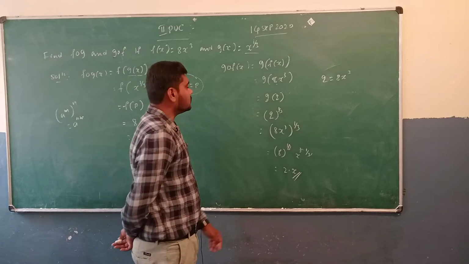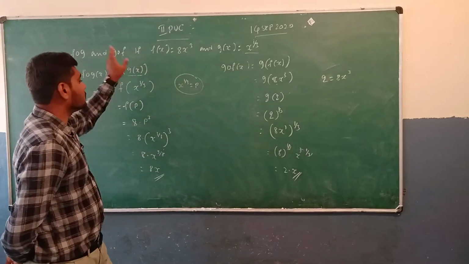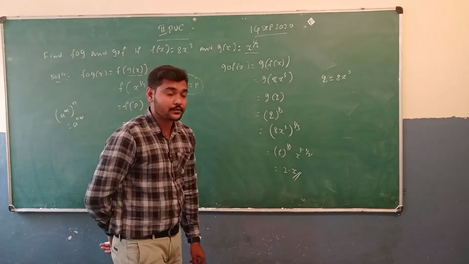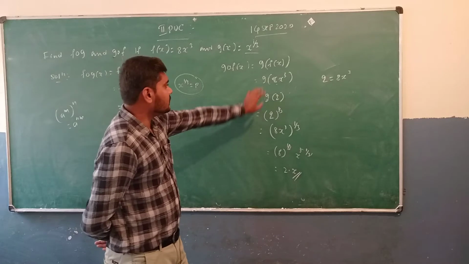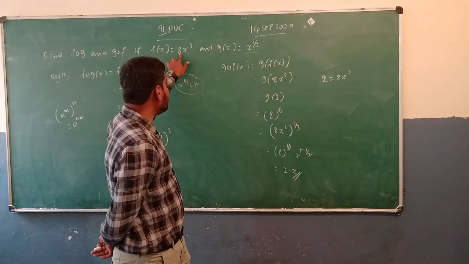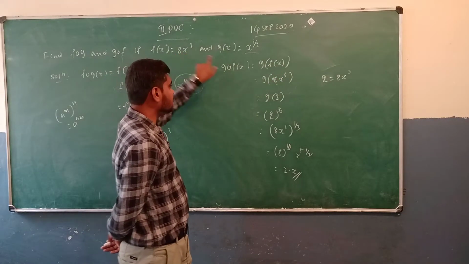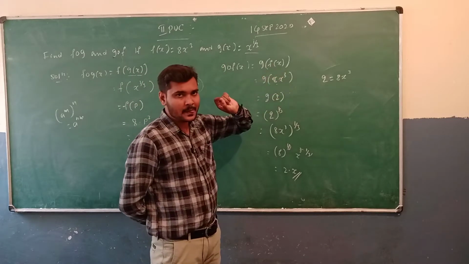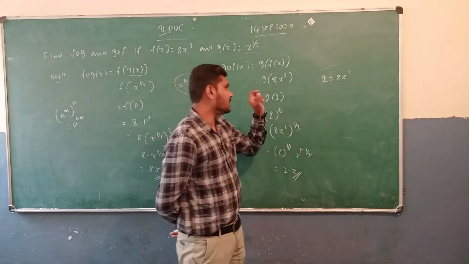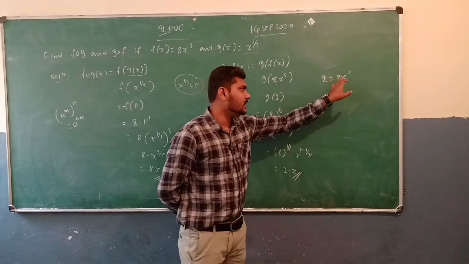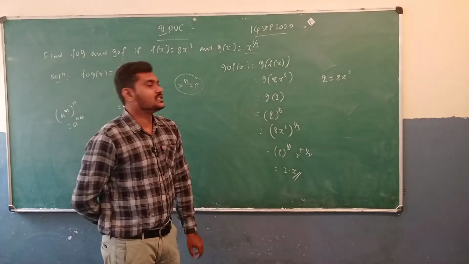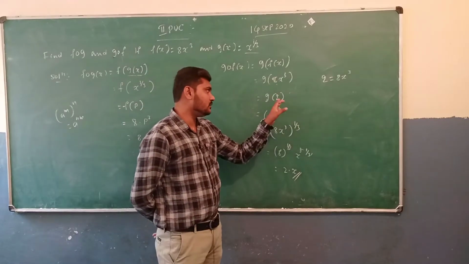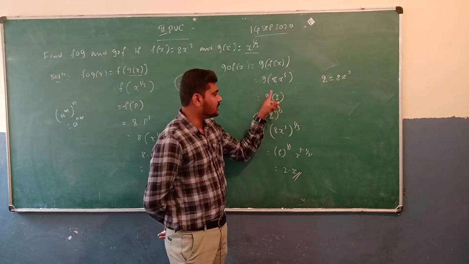Now we need to find the value of gof. Gof of x is nothing but g of f of x. In the place of f of x we have the value 8 into x to the power 3. For simple calculation, I am making it an assignment. So q is nothing but 8 into x to the power 3. I am assigning 8x cube as q. So in the place of 8x cube we substitute q, and it is going to be g of q.